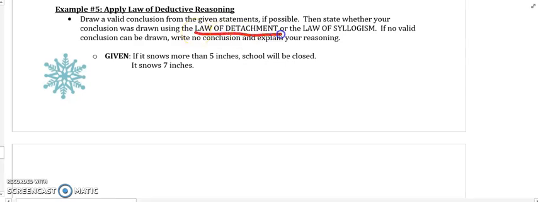Draw a valid conclusion from the given statements if possible. Tell which law we're using. Okay, now remember, detachment, you're going to have an if-then and a detached other statement. And in law of syllogism, you're going to have two if-thens. If it snows more than 5 inches, then school will be closed. If it snows more than 5 inches is your hypothesis. But then it also tells you it snows 7 inches. Now, does this say the exact same thing as that? No, but does it match the hypothesis? Yes, the hypothesis was it snows more than 5 inches. The other thing it gave you, that detached statement, was that it snows 7 inches. Okay, that is more than 5 inches.